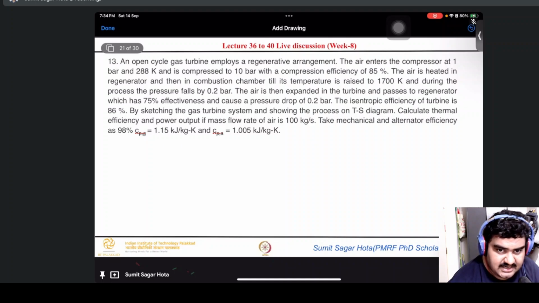The air is then expanded in the turbine and passes to the regenerator, which has 75% effectiveness and causes a pressure drop of 0.2 bar. The isentropic efficiency of the turbine is 86%. By sketching the gas turbine system and showing the process on the TS diagram, calculate the thermal efficiency and the power output if the mass flow rate is 100 kg per second. Take the mechanical and alternator efficiency as 98%. Cp of the gas is 1.15 kJ per kg Kelvin and the Cp of the air is 1.005 kJ per kg Kelvin.